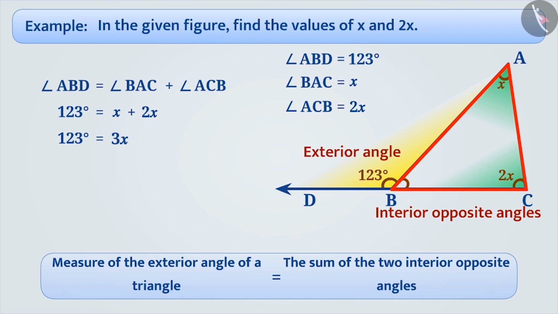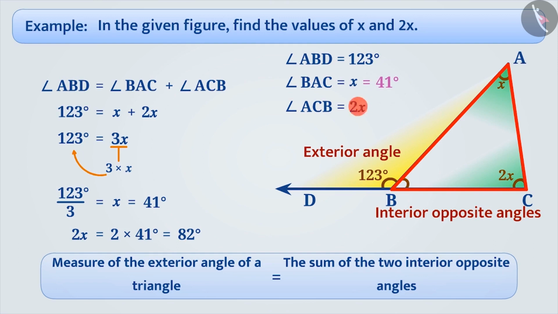We have to find the value of x here. On this side, 3 is multiplied with x. If we bring 3 to the other side, then we will have to divide 123 by 3. When we divide 123 by 3, we get x is equal to 41. So, 2x is equal to 2 multiplied by 41 degrees, which is equal to 82 degrees. And the value of x is 41 degrees and the value of 2x is 82 degrees.